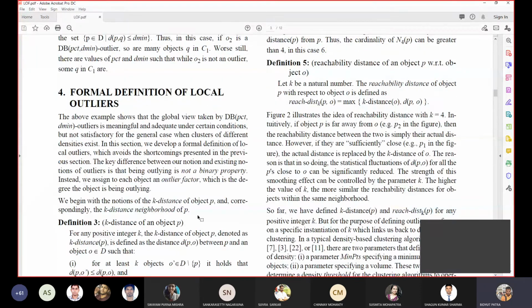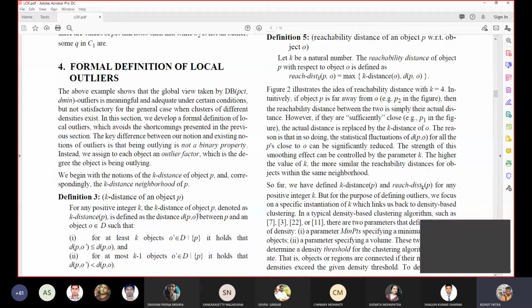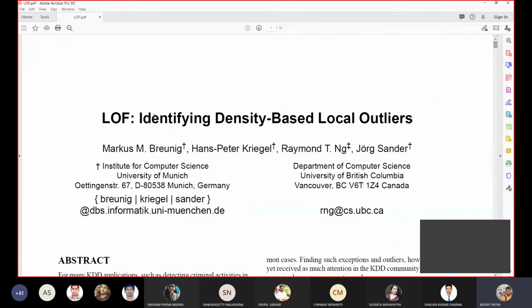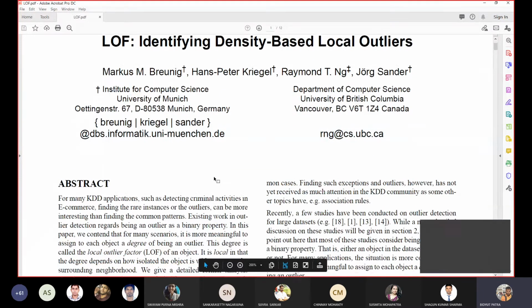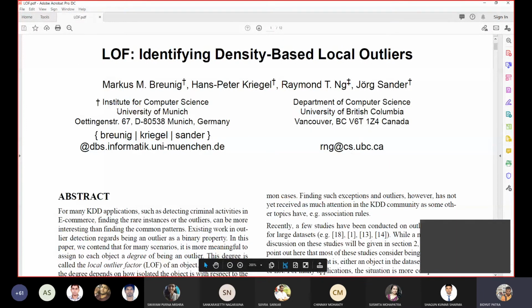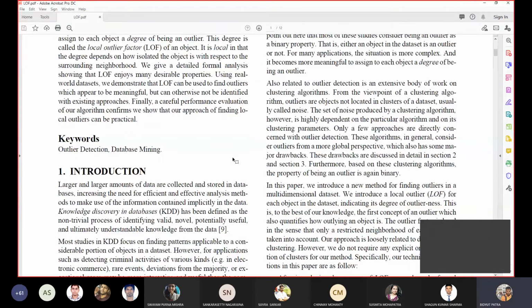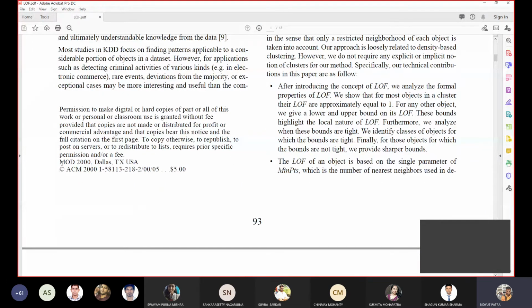Okay. So hopefully you can see my screen, and there is a paper called LOF. So I can show you the paper here. It is LOF, identifying density-based local outliers. This paper was published by the University of Munich and the University of British Columbia. The paper was published in SIGMOD.